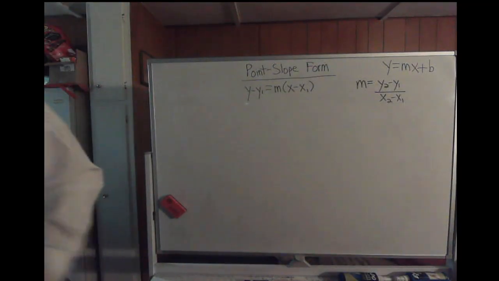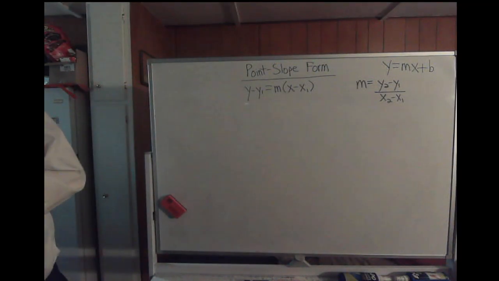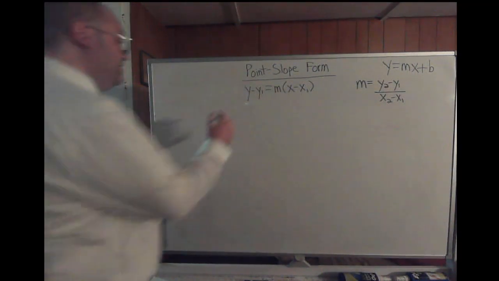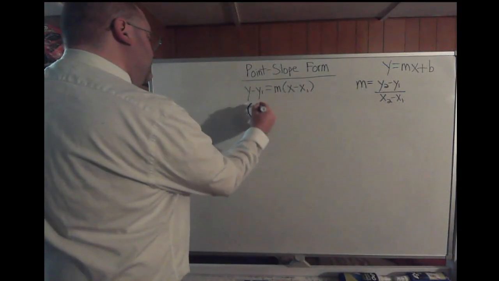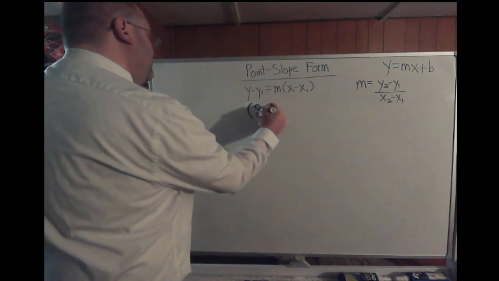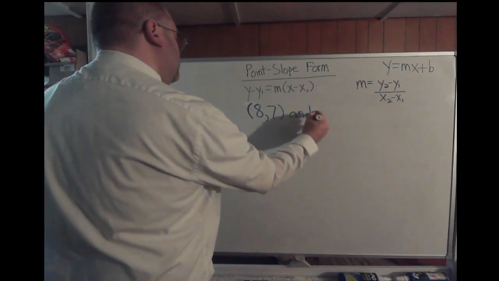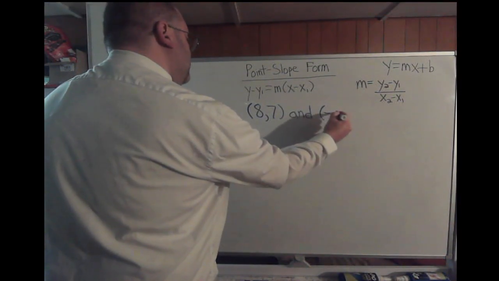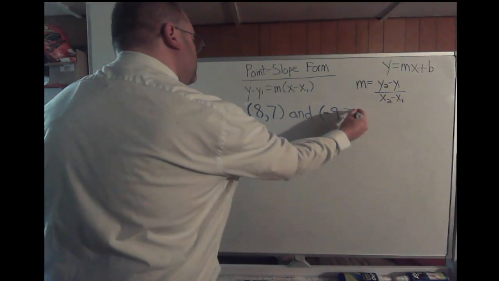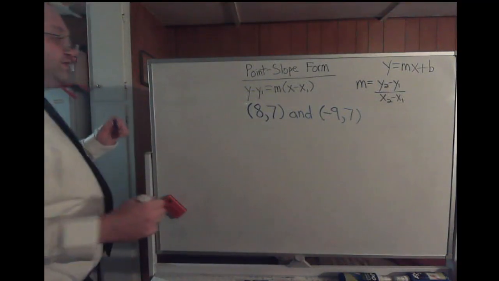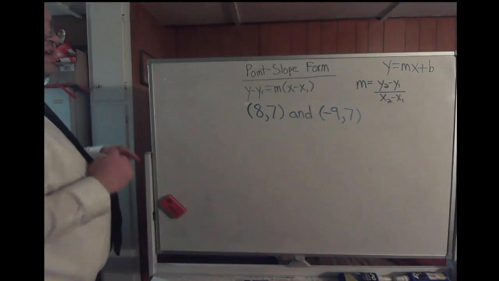What points are we given this time? We are given the points 8, 7, and negative 9, 7. Alright, so we are given the points 8, 7, and negative 9, 7.